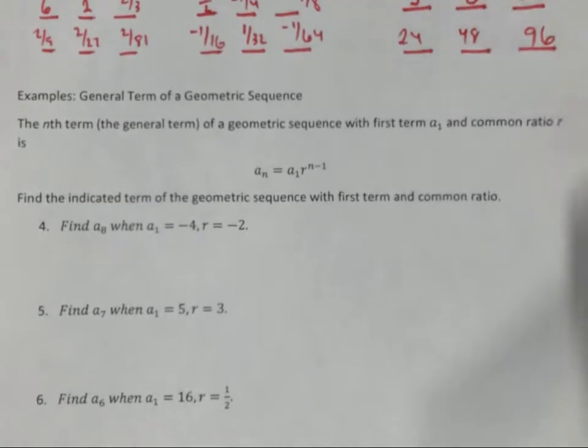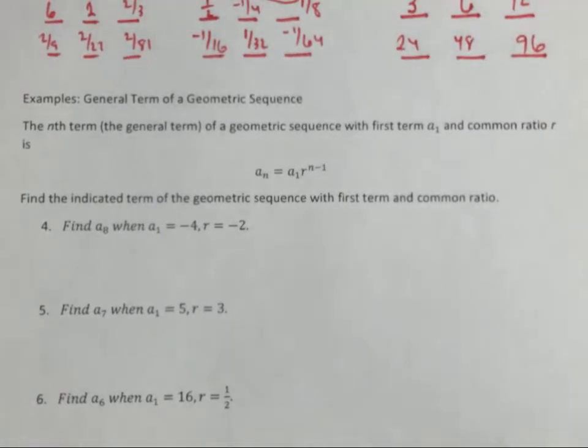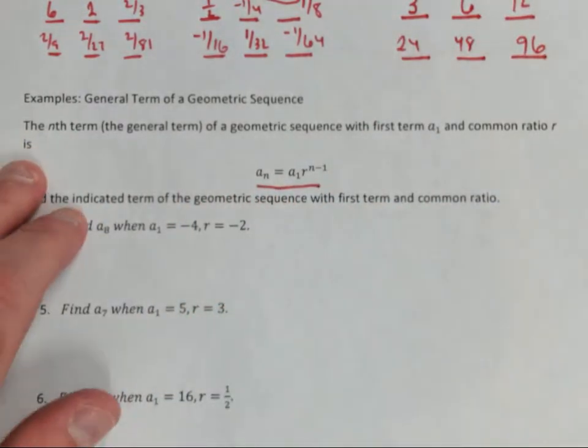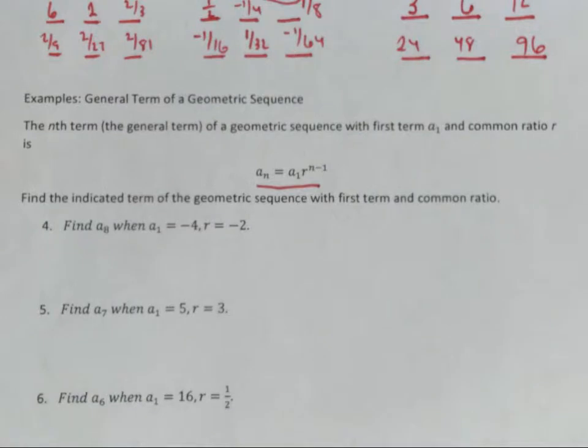Alright. Now, just like arithmetic, how do you find an indicated term of a geometric sequence? This is the formula. You can put this on your index card. And you know it's geometric because it has an R in it and not a D. That's our first learning target: I can find an indicated term of a geometric sequence.